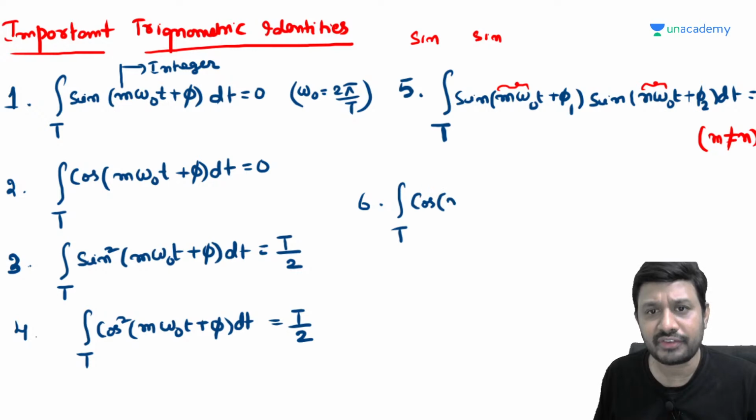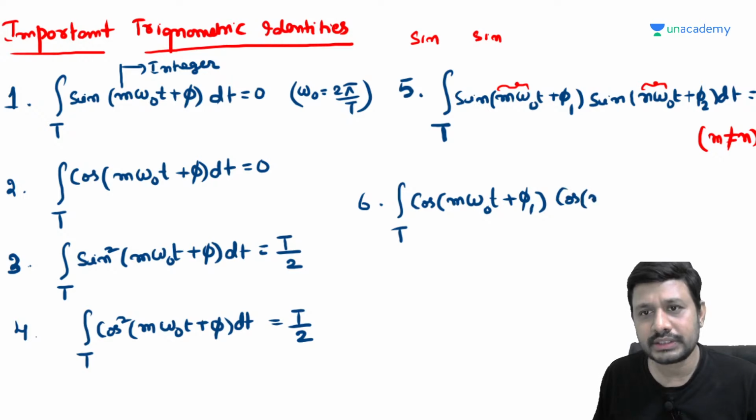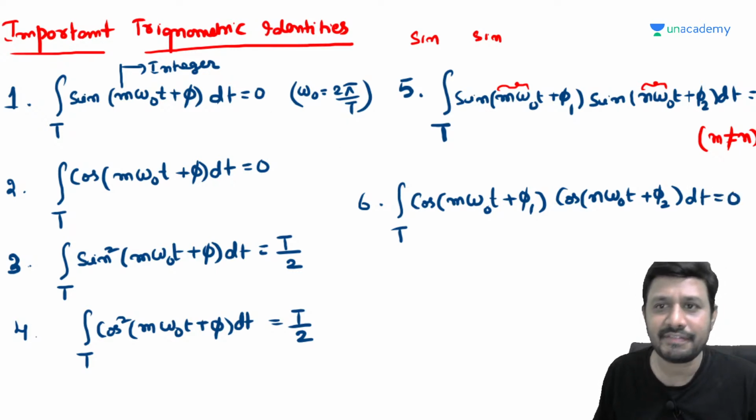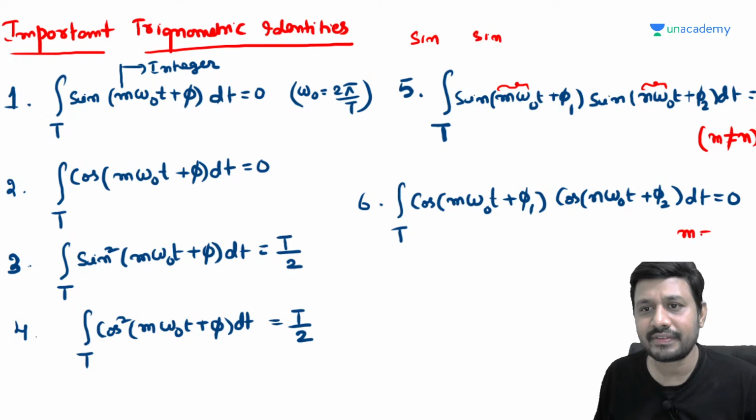Suppose I have two cos signals. Now I am multiplying those two cos signals and integrating over one period, and that is coming to be 0, which means they are orthogonal. This is also possible if they have different frequencies.